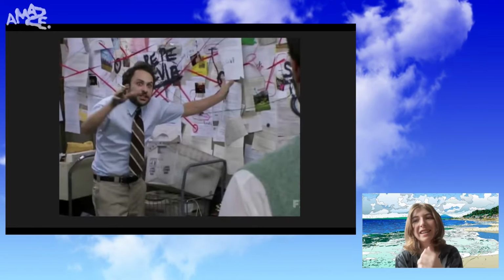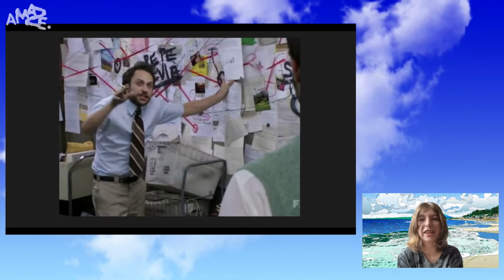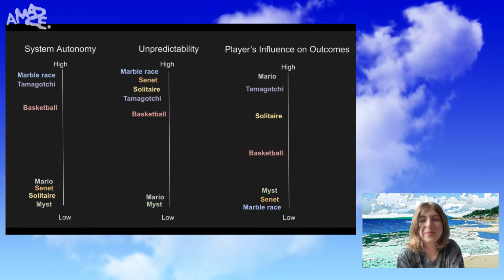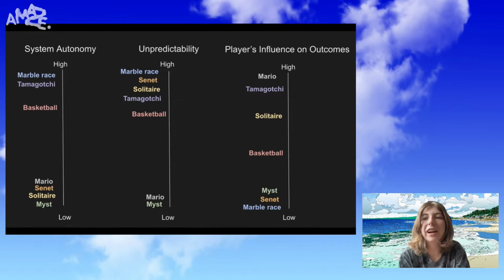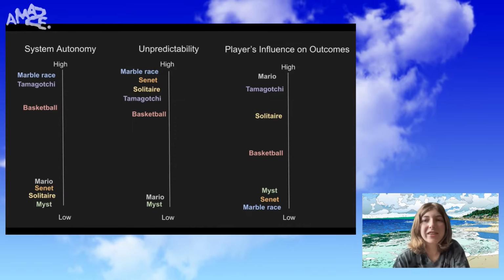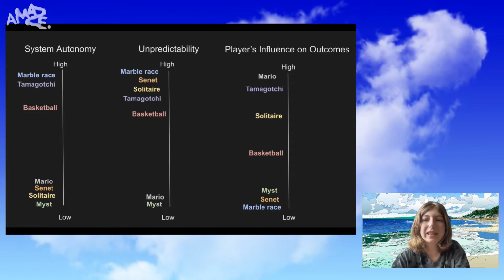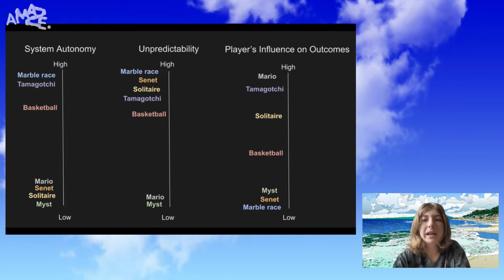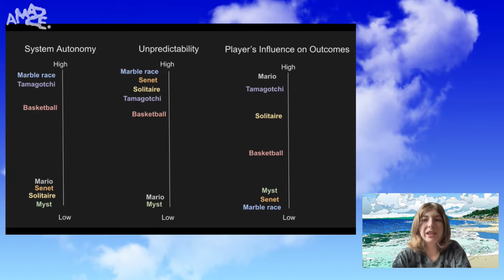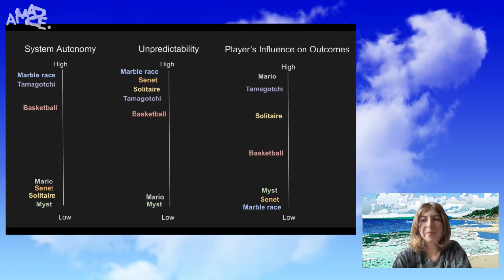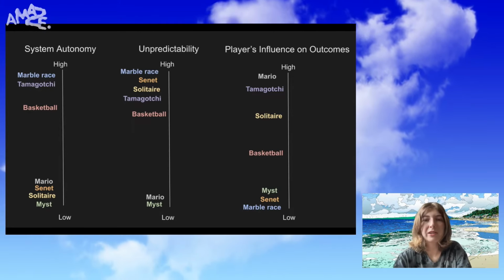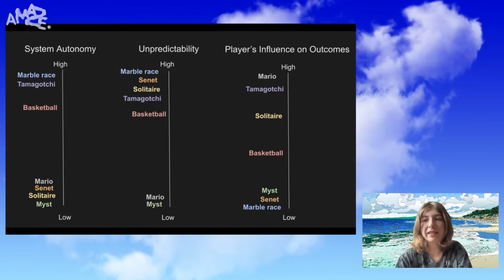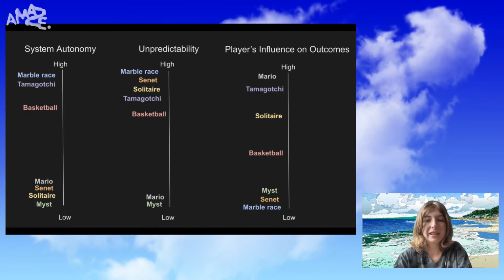So in finding these three axes, I tried to chart a lot of existing game types onto this. So we have this sort of unhinged graph here. There are the three categories: system autonomy, unpredictability, and player's influence. I grabbed some types of games, like a team sport, like basketball, where you have to contend with the other players, but you do have a fair amount of influence on what's going on as an individual. There's a platformer like Mario, where things aren't necessarily going to happen if you don't continue to play with it.